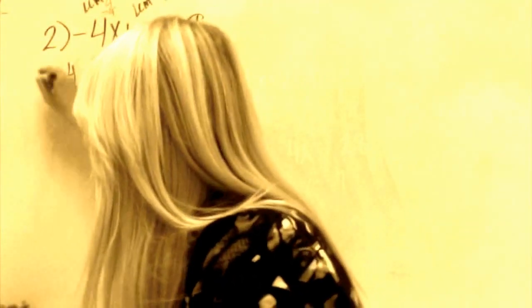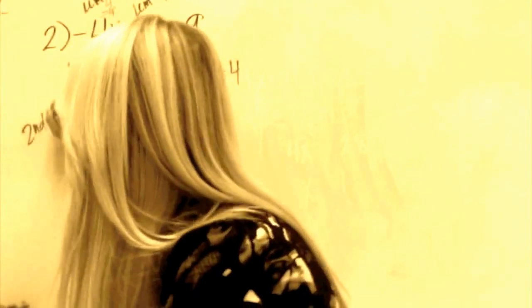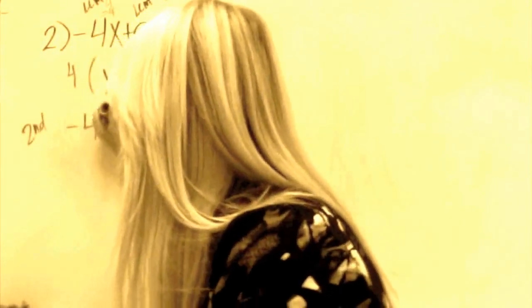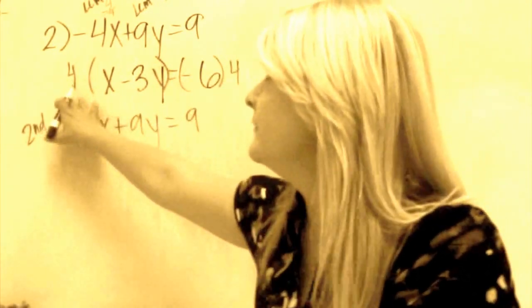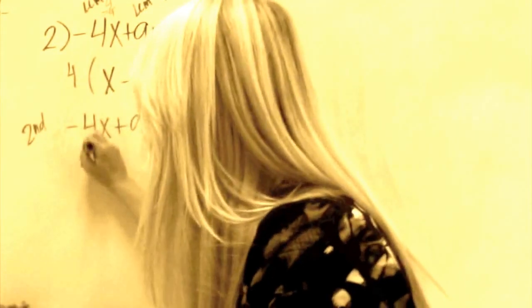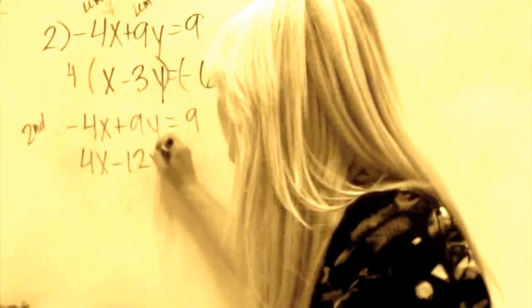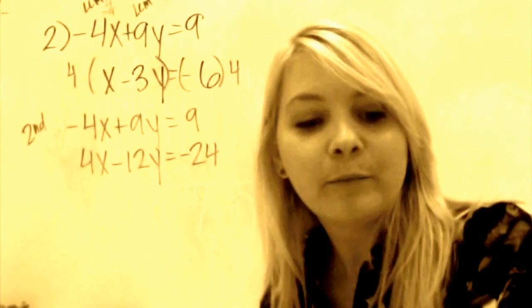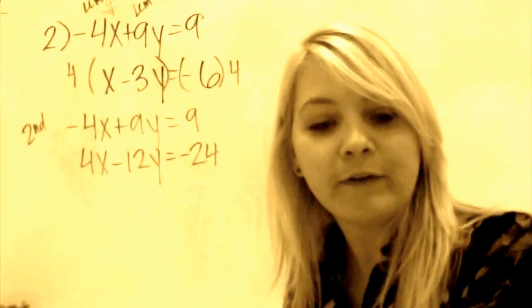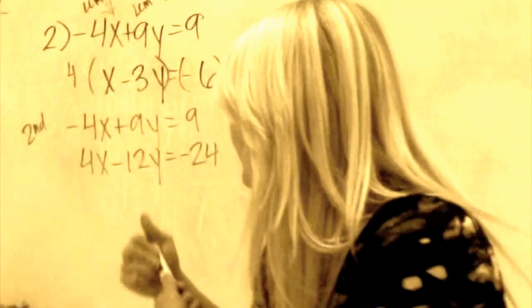All right, so I'm going to rewrite this first equation. So we have negative 4x plus 9y equals 9, and then distribute out the 4. So we get 4x minus 12y equals negative 24. And now we're going to add those revised equations together.